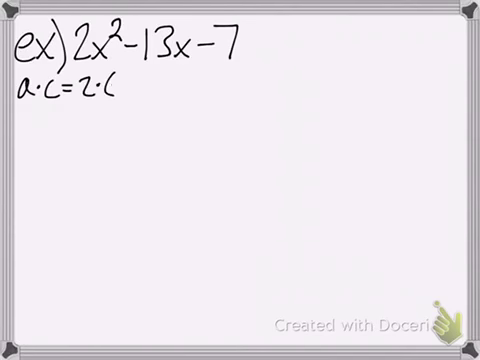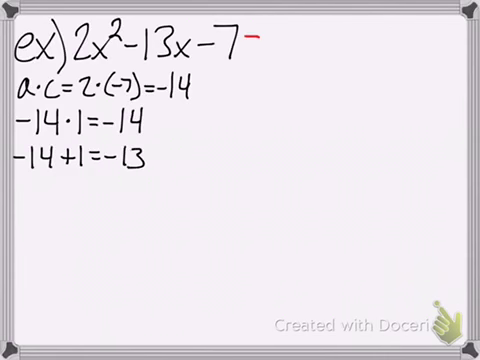So again, you want to multiply a times c first. It is 2 times negative 7. Negative numbers do matter in this case, and that would be negative 14. So next, ask yourself the question, what factors of negative 14 would add to make negative 13? And those factors would be negative 14 and 1, because negative 14 plus 1 is negative 13. Always remember, things times 1 equal themselves.